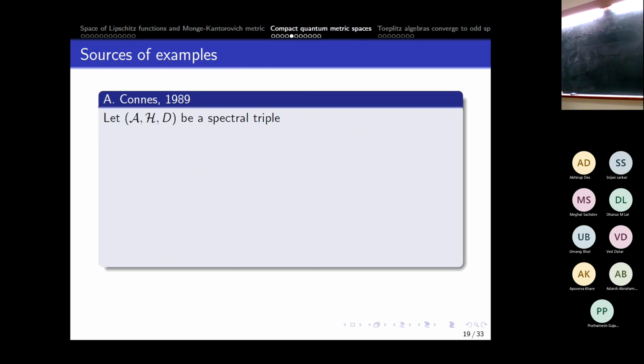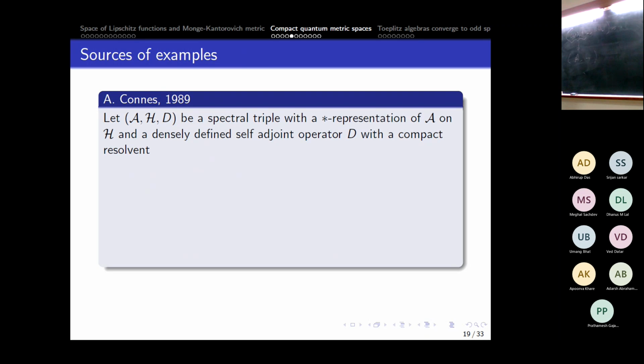So let us see the motivating example which was given by Alain Connes. He starts with a spectral triple. A spectral triple is a C-star algebra A with a representation on a Hilbert space H, and D is a densely defined unbounded self-adjoint operator with a compact resolvent, with one more condition: the norm of the commutator of A, meaning the image of A looked at as an operator on H, with D should be finite whenever A is in the domain of D.